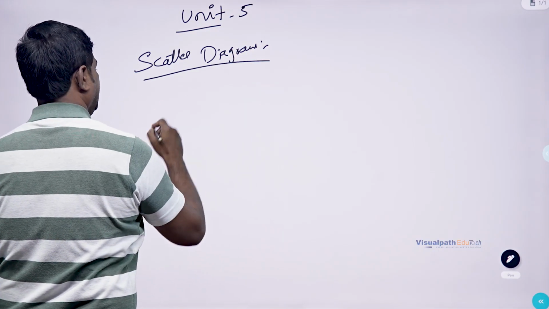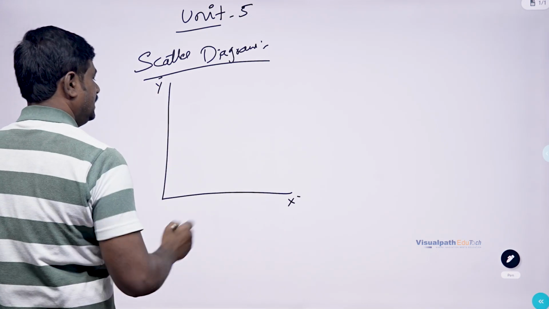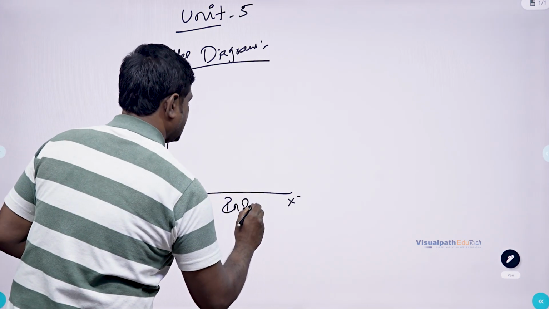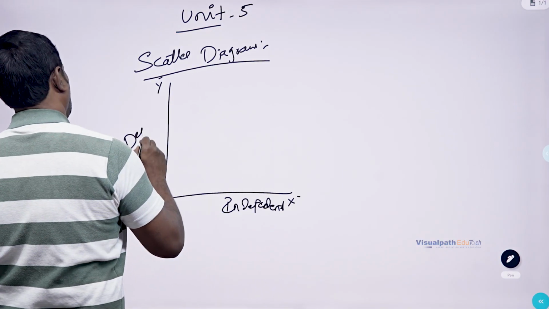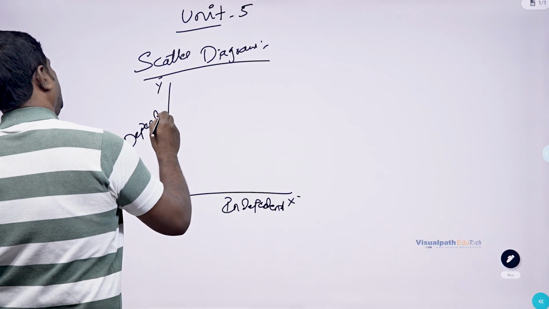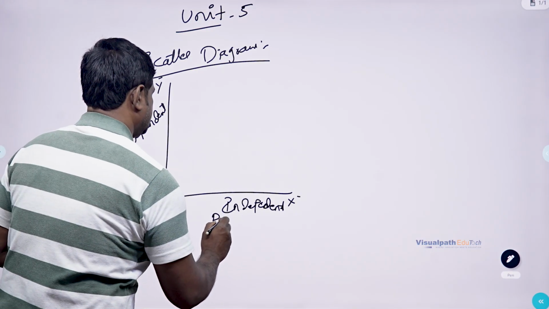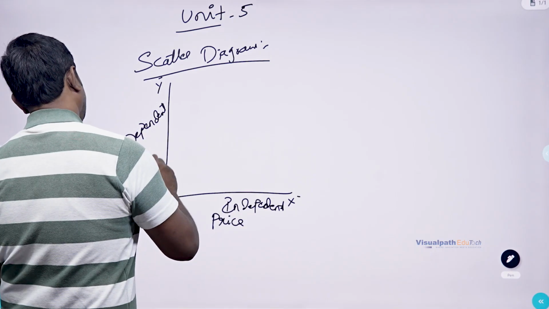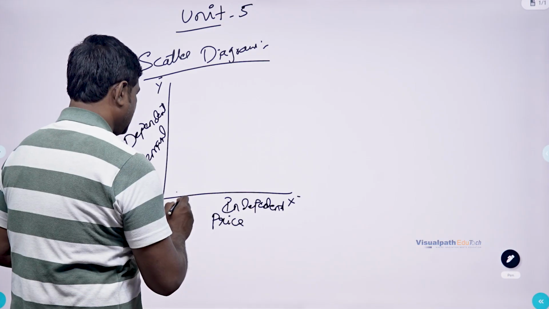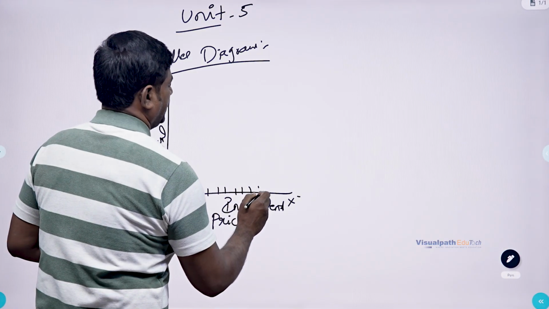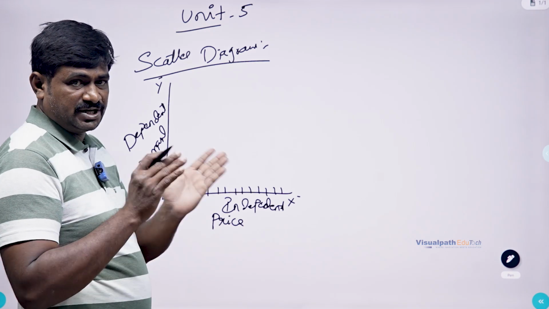So here we are taking the axes, the x-axis and y-axis. Here we take the independent variable on the x-axis, and the dependent variable on the y-axis. So for example, if you take price and demand on the x-axis and y-axis, the demand is going to change according to the price.